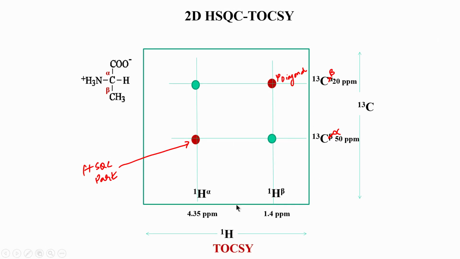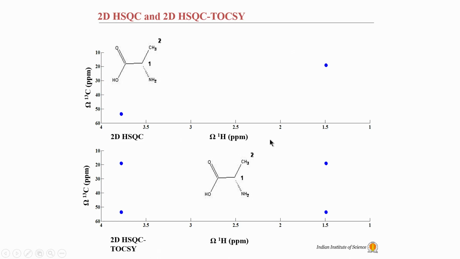So, this is the TOCSY part. This dimension that you are seeing in the horizontal axis is proton, and because we are getting all the protons in this line, we call it a TOCSY line or a TOCSY pattern, because all protons are connected to each other. So, let us say that we have these two molecules.